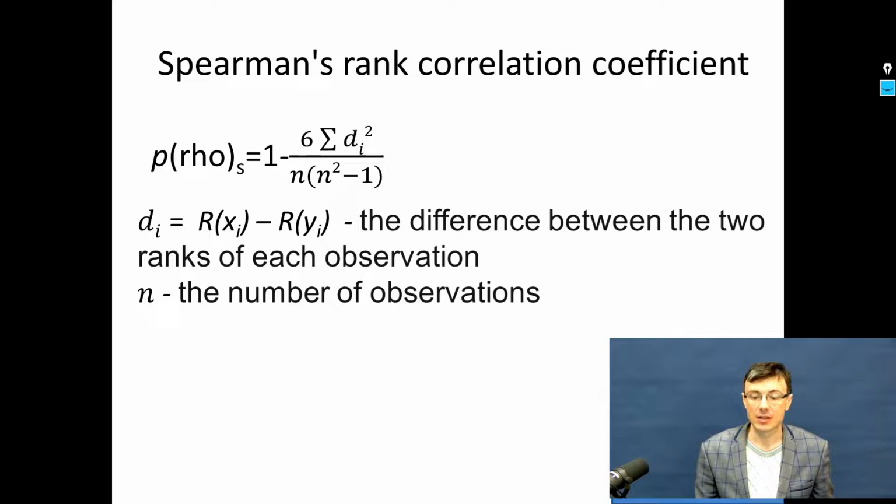Spearman's rank correlation coefficient is used when we don't have parameters in digits and we have them in ranks. So we place them one after the other, and this is the formula. As you see, this is not p but Greek rho, and we calculate it by the difference between the two ranks of each observation placed against each other. I'll explain it later on an example, and n as usual is the number of observations.